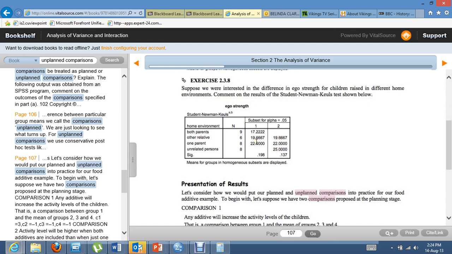In this one we're interested in the difference in ego strength for children raised in different home environments. The ego strength of children who are living with other relatives or one parent does not differ significantly from children living with both parents, and they do not differ significantly from children who live with unrelated persons. The only groups that differ significantly: the mean ego strength of children living with both parents is significantly lower than the ego strength of children who live with unrelated people. Okay, I hope that makes sense.